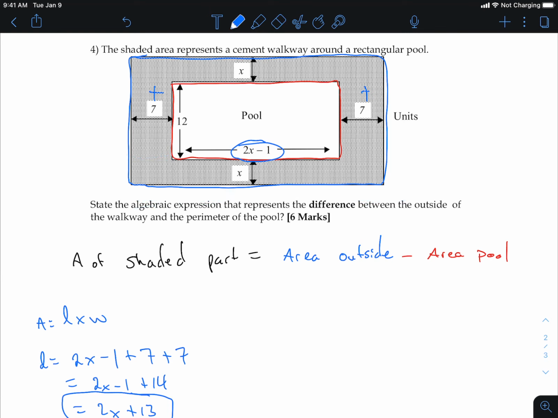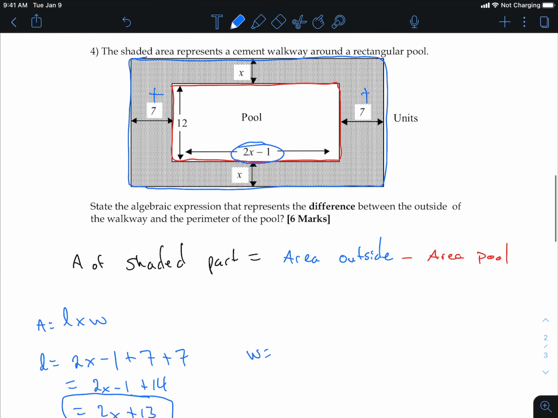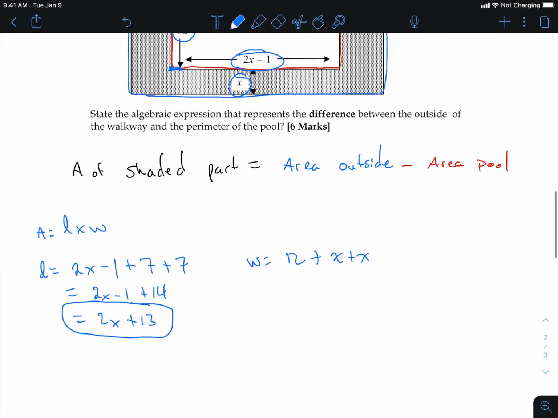Okay, so how do I do that? What's the width equal to in the picture? 12 plus, that only takes me to here and here. I got to add these two x pieces. Plus x plus x. So my width is going to be 12 plus 2x.